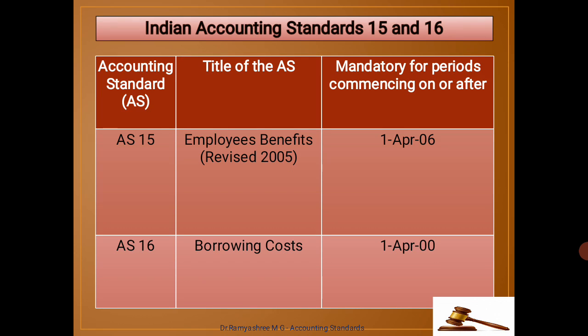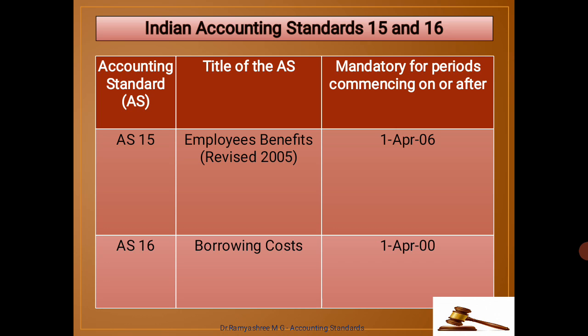Accounting Standard 15 deals with employees' benefits on retirement. This accounting standard comes into effect in respect of accounting periods commencing on or after April 1st, 1995 and is mandatory in nature for all enterprises. This statement deals with accounting for retirement benefits in the financial statements of employers.